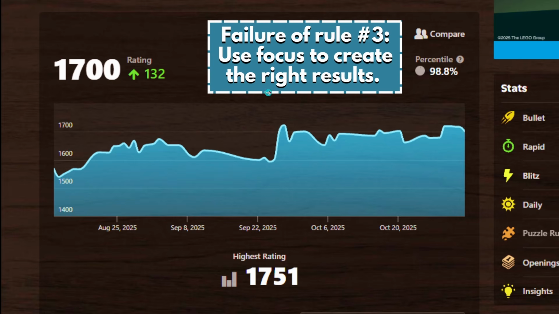And failure of rule number 3, use focus to create the right results. So there was a point where I was grinding Fortnite Competitive, but I was distracted with playing chess. And I reached 1700 in ELO, actually 1750 in my highest point. And that basically means I'm a top 1% chess player as well. But my main goal was to go pro in Fortnite Competitive, and so I realized that chess was a distraction, and I had to use focus to create the right results, and chess was not the result that I wanted.